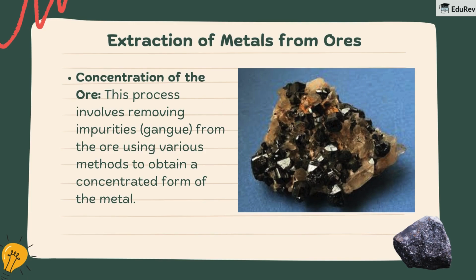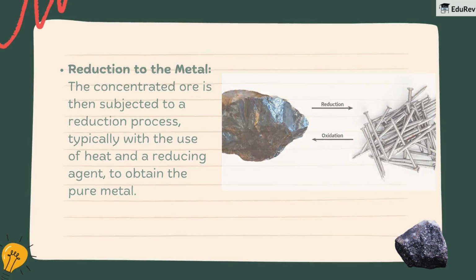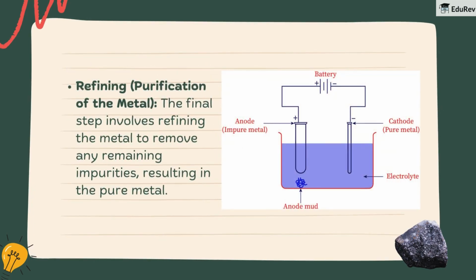Concentration of the ore. This process involves removing impurities from the ore using various methods to obtain a concentrated form of the metal. Reduction to the metal. The concentrated ore is then subjected to a reduction process, typically with the use of heat and a reducing agent, to obtain the pure metal. Refining. The final step involves refining the metal to remove any remaining impurities, resulting in the pure metal.